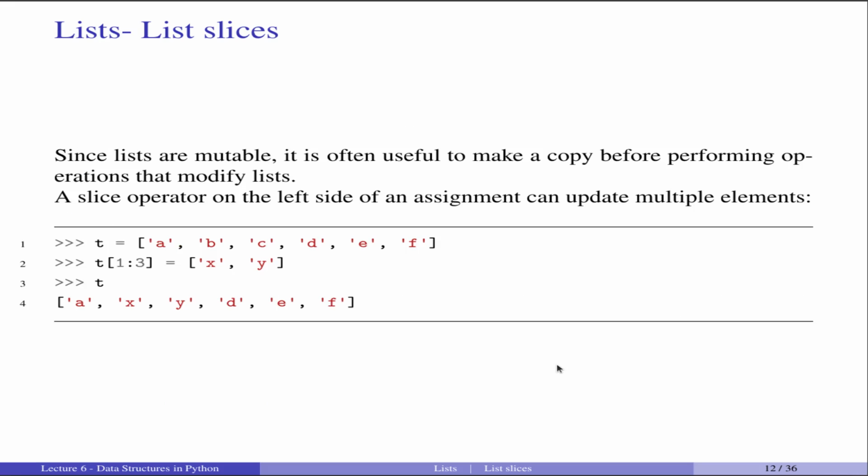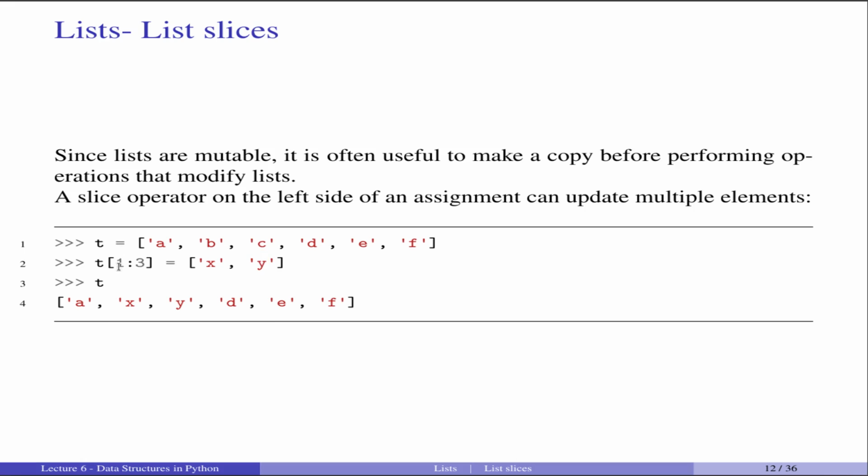Alright, so an interesting thing is that since lists are mutable, meaning their values can be changed, you can change one slice at a time. We can change a single element, and we can also change a whole slice. Okay, so for example, here we see an example where t is a list a, b, c, d, e, f, and we are defining a new slice t[1:3] equals x comma y. So that means this slice will be updated to the value x comma y.